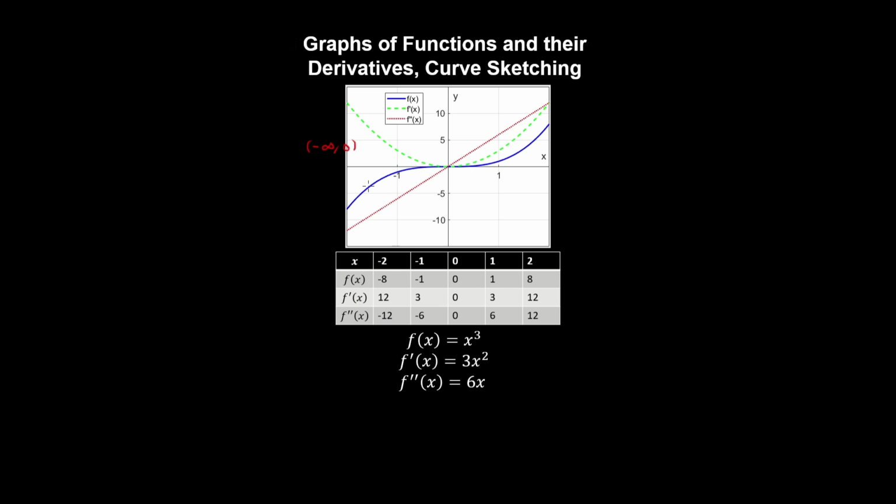So it's positive, and therefore the function is increasing. And the same from 0 to infinity. So the slope of the tangent to the curve is always positive. But at 0, the slope of the tangent to the curve is 0.